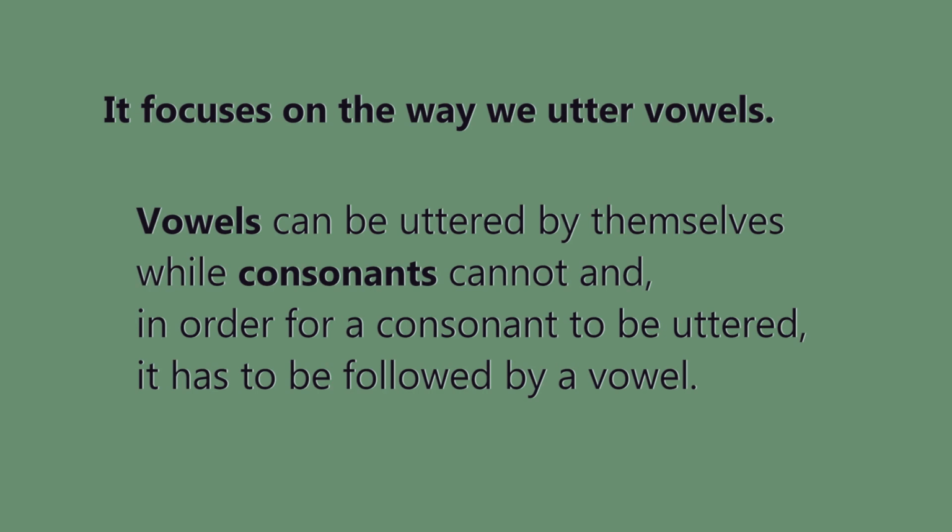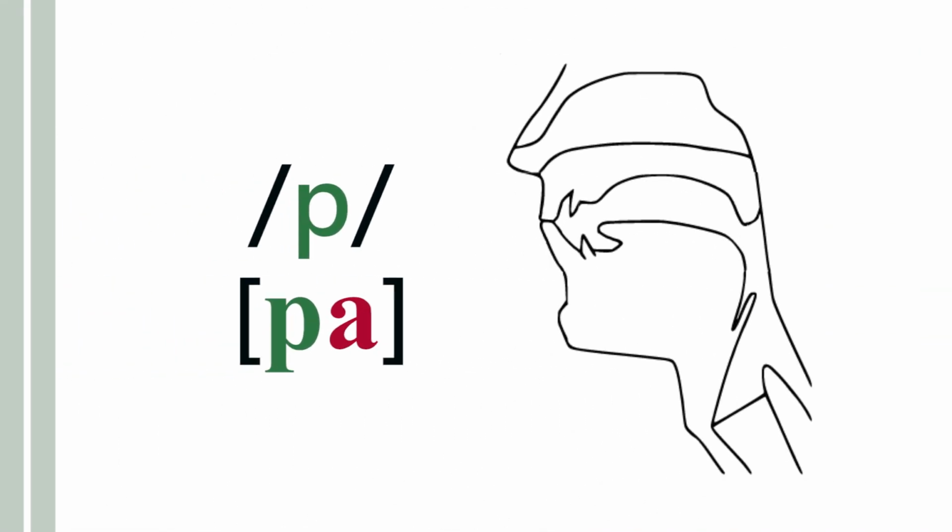In the utterance usage, the way they define vowels and consonants is that vowels are the sounds that can be pronounced by themselves. For example, e, e, a. So you can just pronounce them. But consonants are those sounds that cannot be pronounced by themselves. For example, the sound p. When you say pa, I'm adding a vowel to the consonant, because by itself you cannot say p. You need a vowel to follow it so that you can say it.